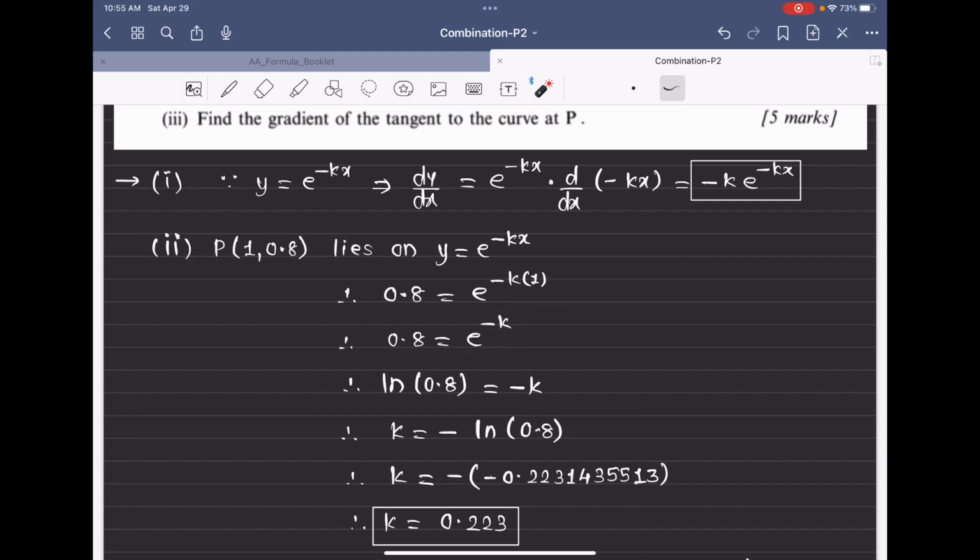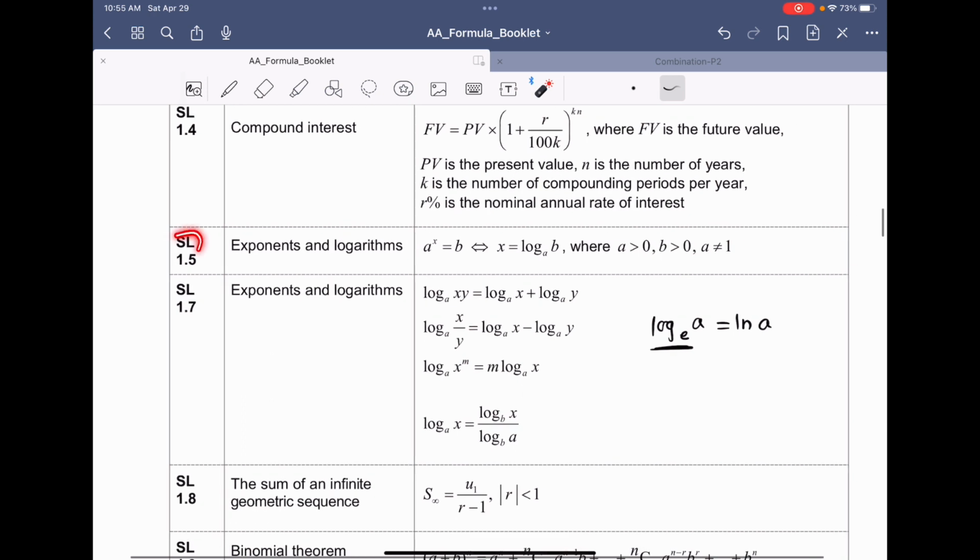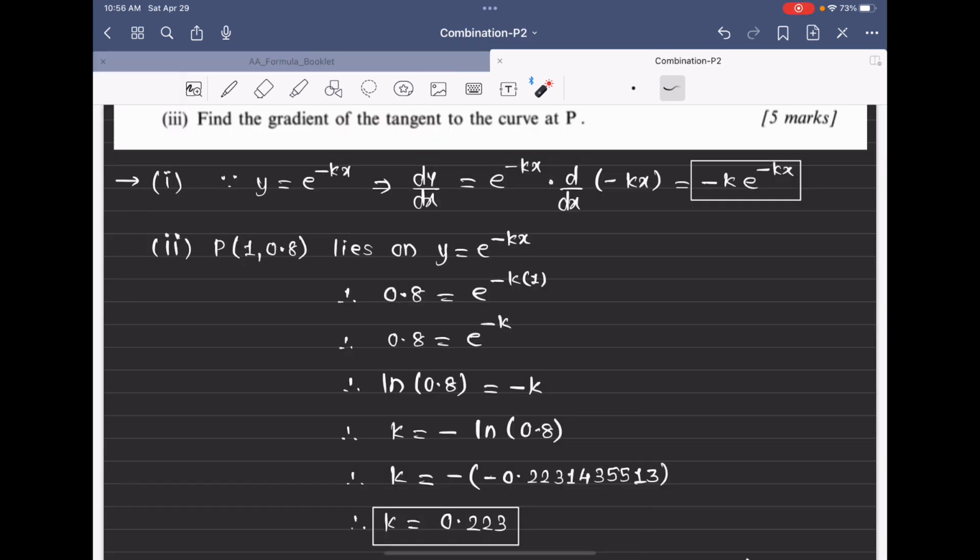It's an exponent. To cancel the exponent, you have to use a logarithm. There is a rule in your formula booklet, SL 1.5, a raised to x is equal to b. The exponent will come down on the same side. You can see x is here on the same side, equal to as it is. The other side, that is b, will get a log of b, and the exponent is of a, so that goes in the base. If I apply the same rule, the other side will get a log, that is log of 0.8. The exponent is a part of e, that goes in the base, and equal to minus k.